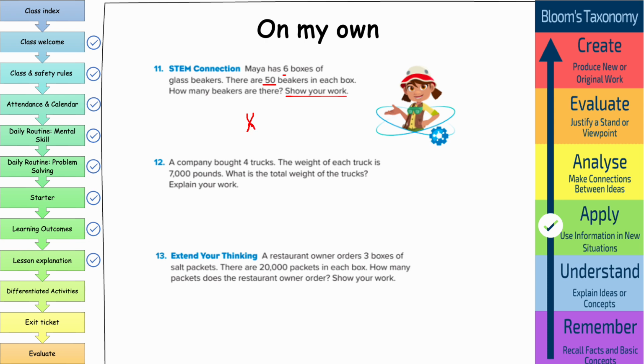So I will do 6 times 50. So as I said before, 6 times 5 is what? It's 30. Okay, so this is the answer for 6 times 5. Now how many zeros are left in the equation? 1. So I will add it here, then the answer is 300.